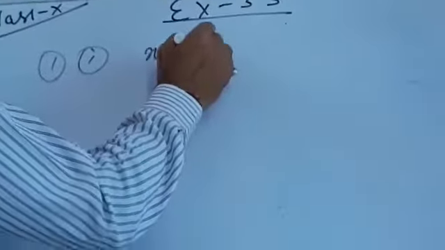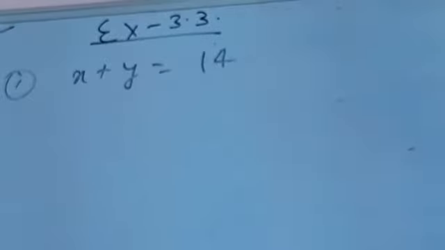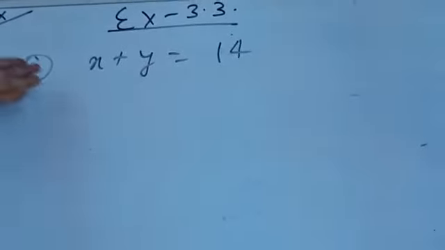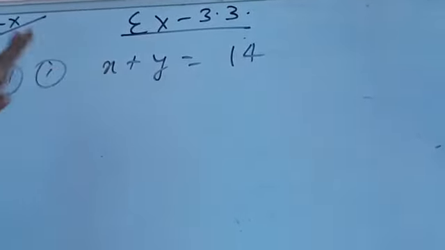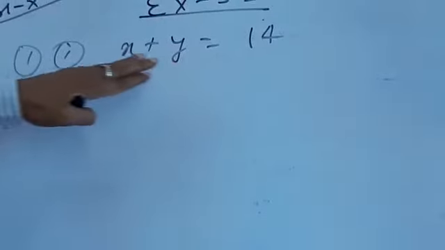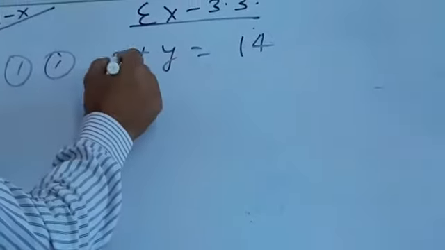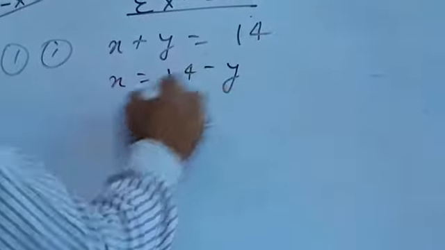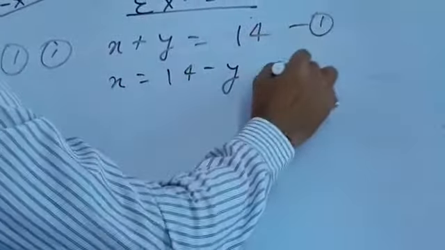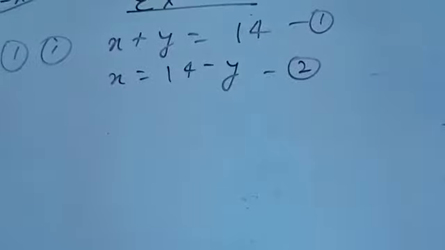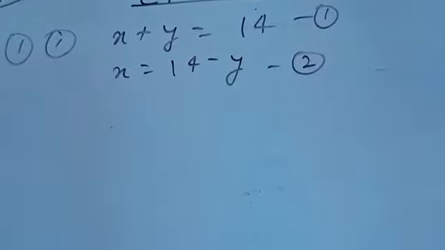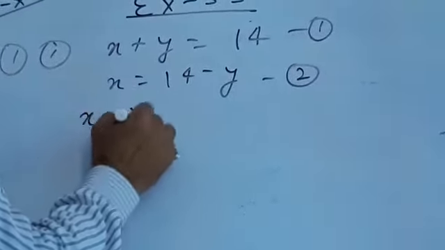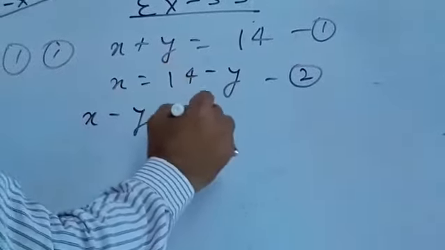This is x plus y is equal to 14. In the substitution method, we find the value of any one variable. Here there are two variables, x and y. So let us find the value of x from here: x is equal to 14 minus y. This is equation 1, and this is equation 2. The next equation we have is x minus y is equal to 4.